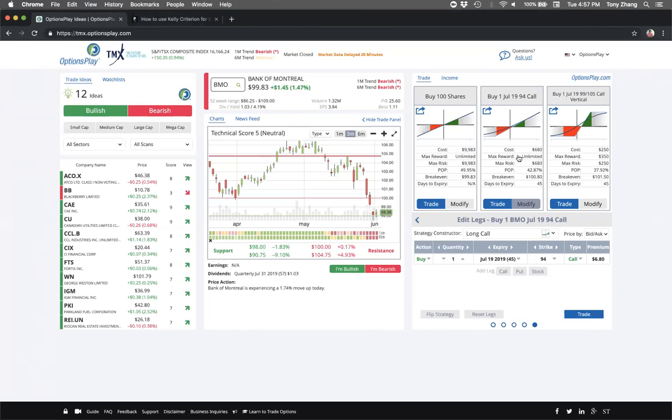And also, how do you compare something with unlimited reward to another strategy that has a max reward of only $350? How do I know what the risk reward of these strategies are? And that's why we created the OptionsPlay score.